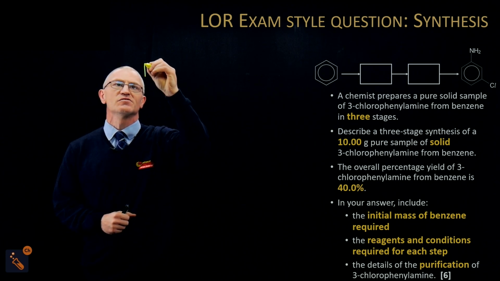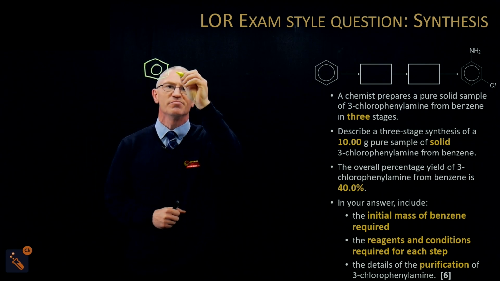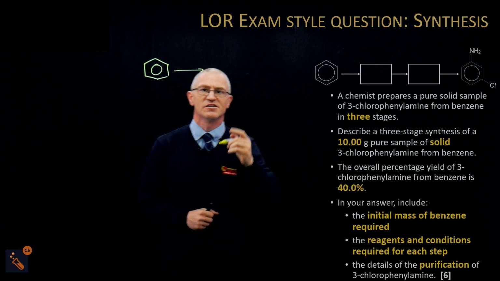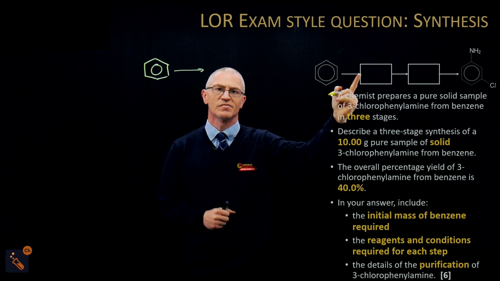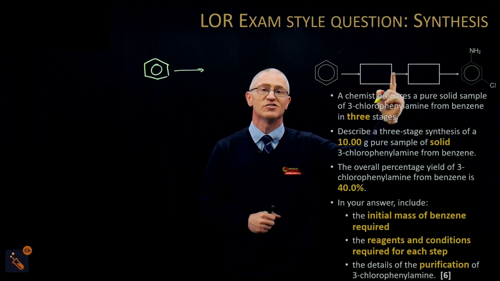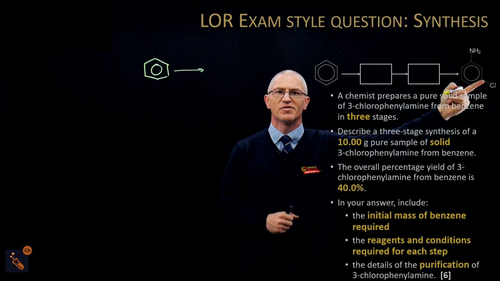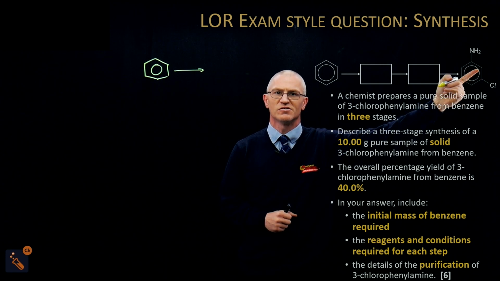So if we're doing it first, we've got the benzene, okay, and then the benzene is going to go to this first product here. Now, the really, really key thing here is directing groups. So if you see here, this chlorine is on number 3. Okay, 1, 2, 3. That means whatever group was on here directed that chlorine to number 3.